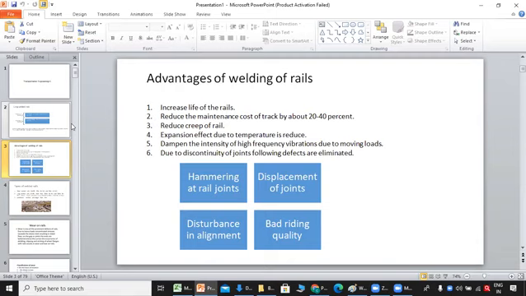If we use welded rails, or if we do the welding on particular joints, then the displacement of joints will be minimized, our riding quality may be increased, and the alignment will also not be disturbed, okay? And also the joint section resists the hammering action.